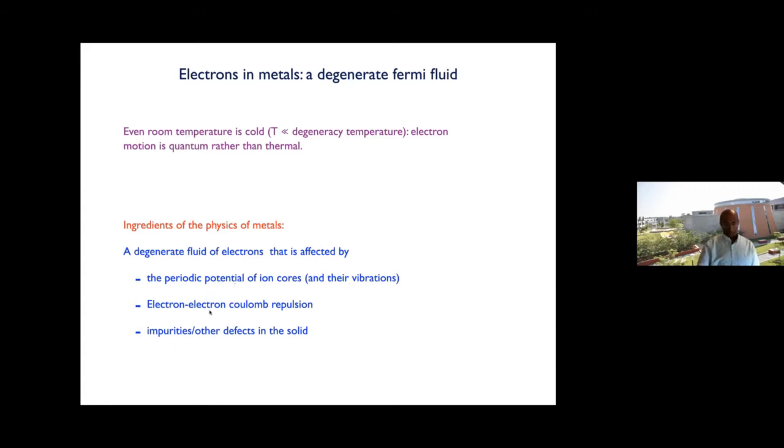And then the electrons interact with each other through Coulomb repulsion. So it's electron-electron Coulomb repulsion. And finally, the electrons will see impurities or other defects like dislocations and things of that sort, other defects that exist when the solid forms. So all of these things affect the physics of this degenerate fluid of electrons, and understanding a real metal involves dealing with all of these in some sensible way.